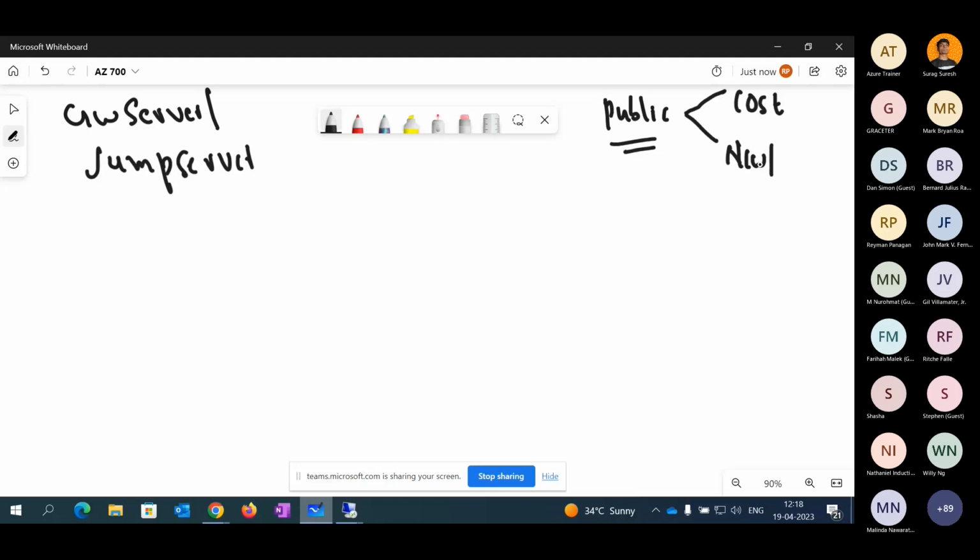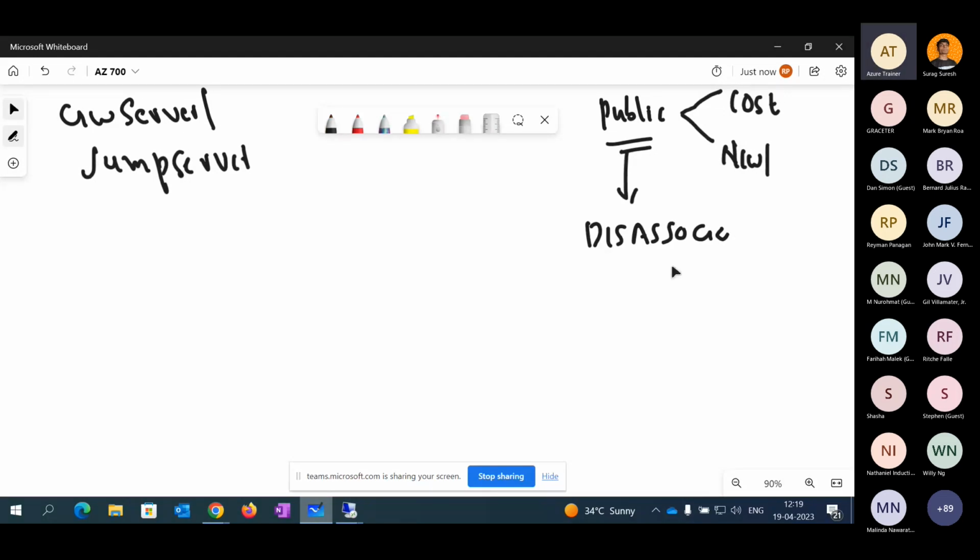That's the reason organizations started using a concept called disassociation. Disassociation means you can remove the public IP address from the portal. That is basically known as disassociation.